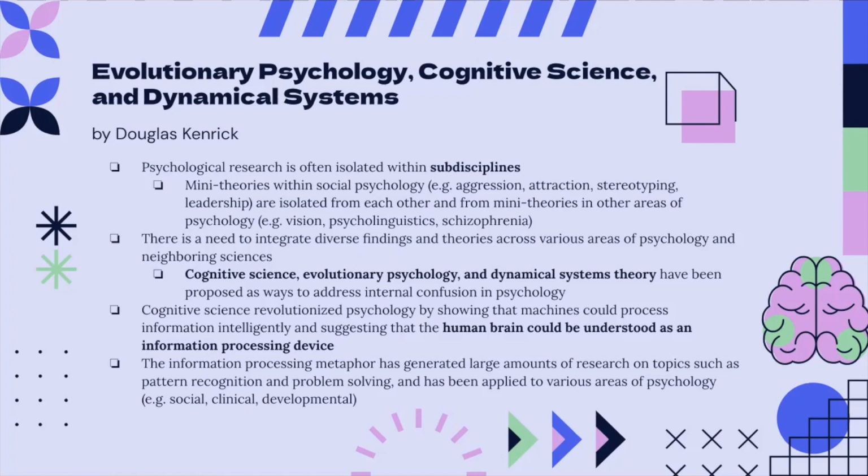There's a need to integrate diverse findings and theories across various areas of psychology and neighboring sciences. More specifically, cognitive science, evolutionary psychology, and dynamical systems theory have been proposed as ways to address the internal confusion in psychology. Cognitive science revolutionized psychology by showing that machines could process information intelligently and suggesting that human brains could be understood as information processing devices. The information processing metaphor has generated large amounts of research in topics such as pattern recognition and problem solving, and has then been applied to various areas of psychology: social, clinical, developmental.